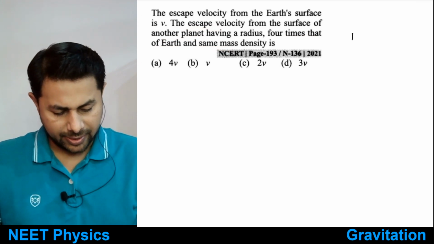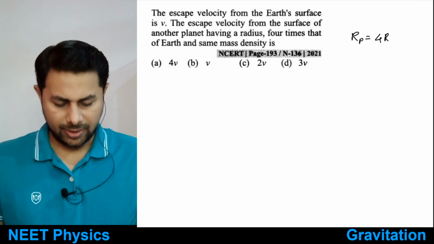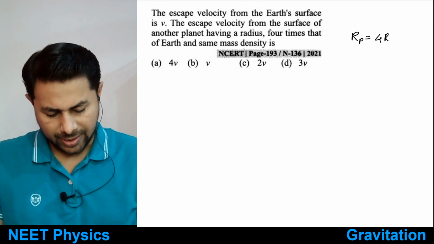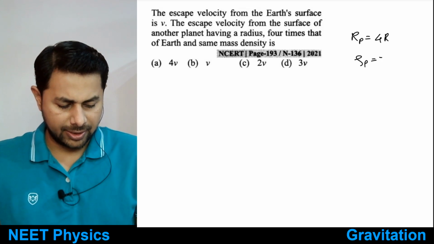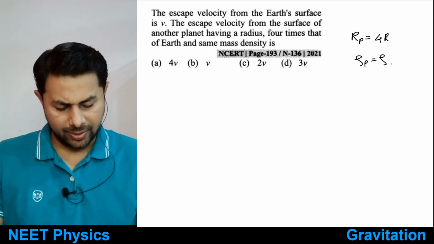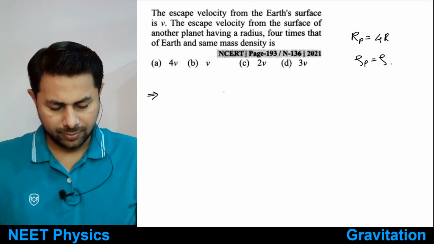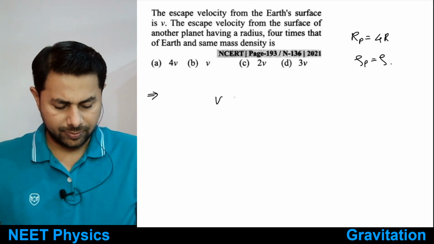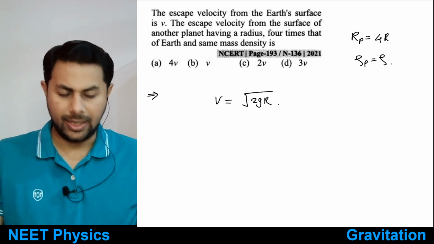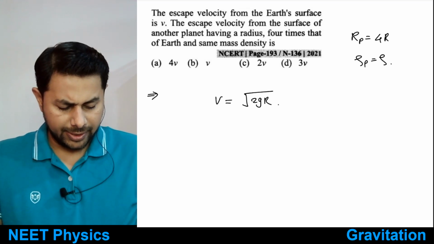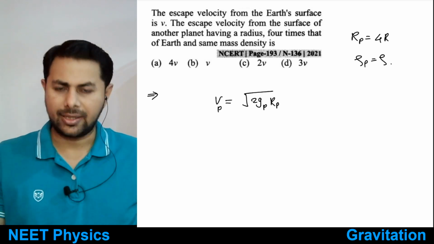Radius of that planet is equal to 4 times the radius of Earth and its mass density is same. So density of the planet is equal to density of Earth. This is given. You want escape velocity. So what's the formula? V is equal to square root of 2gr, right? So let's use g_p, r_p because we want escape velocity at that planet.